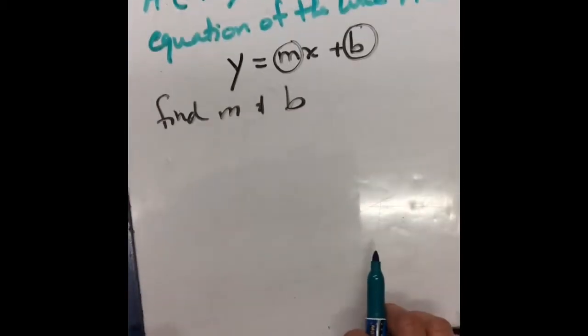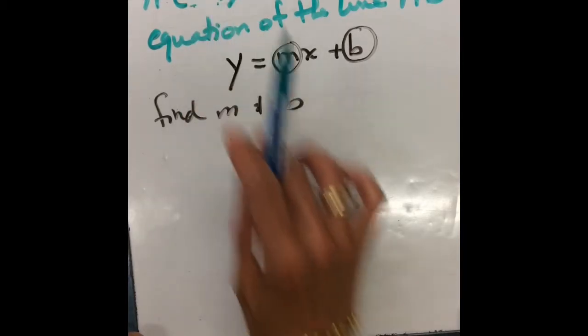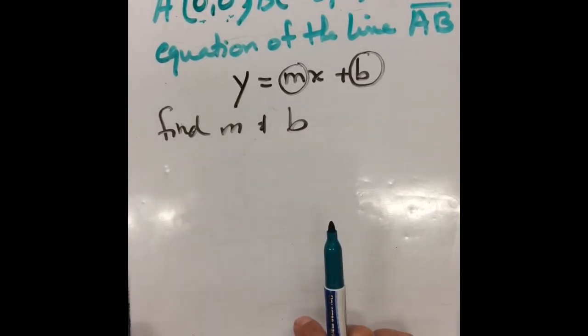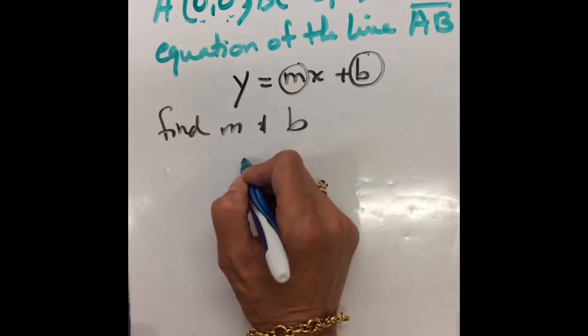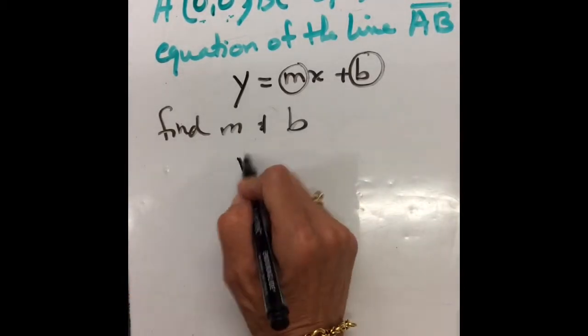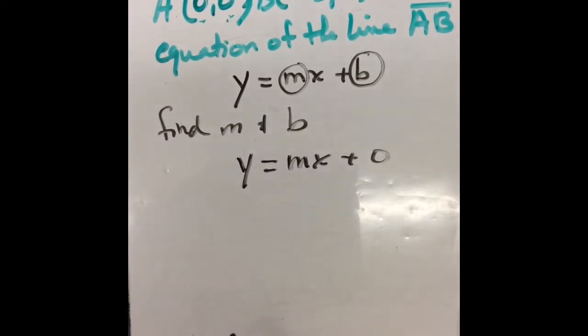To find the slope, this is what we do. Now in this case, if you look here, the point is at the origin. And so if it's at the origin, what does that tell us? It tells us that the y-intercept is 0. So we really have this equation, y equals mx plus 0.